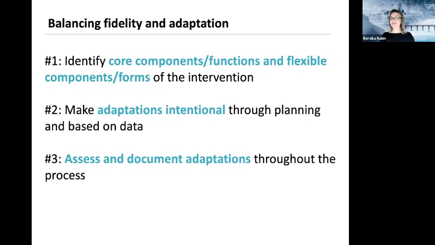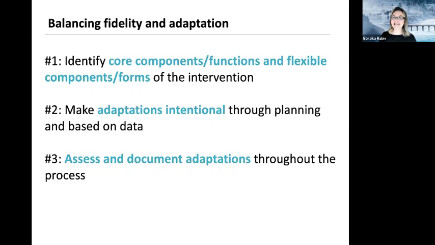So, the key recipe is that we have to balance fidelity and adaptation, but how to do that? So I'm going to talk about 3 potential strategies and the challenges of those. The first one is thinking about this notion that if we just knew what the core components are of the intervention, and we knew which are the flexible components, then we could make adaptations to the flexible components, keep the core components in place, and then we would be good.